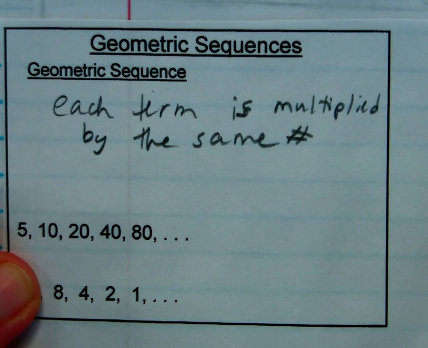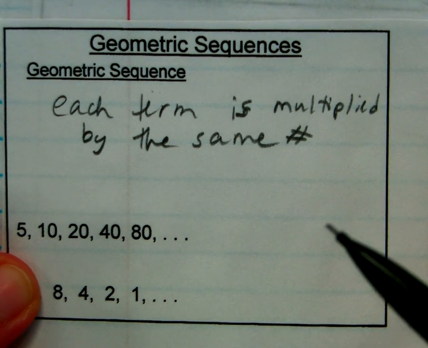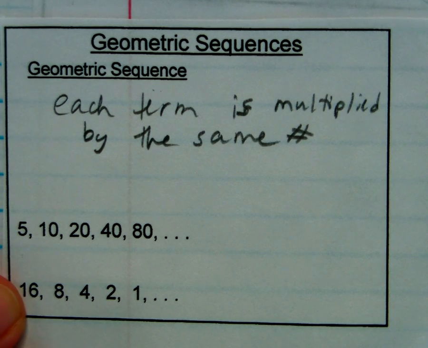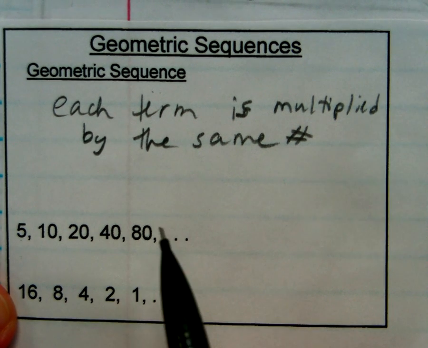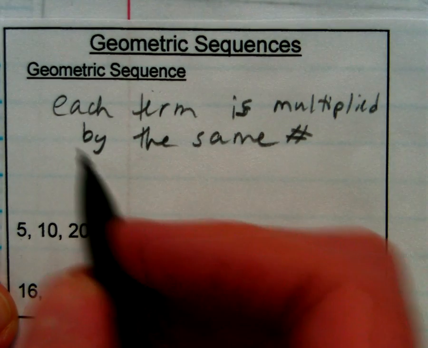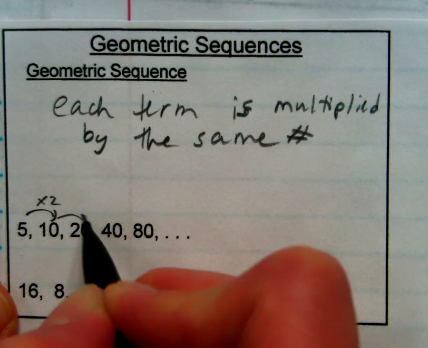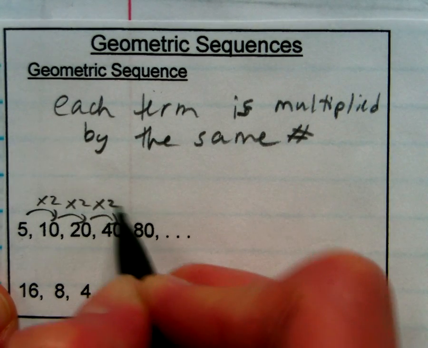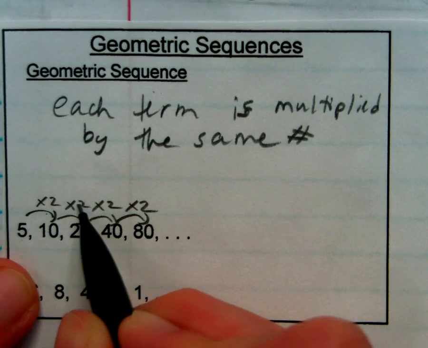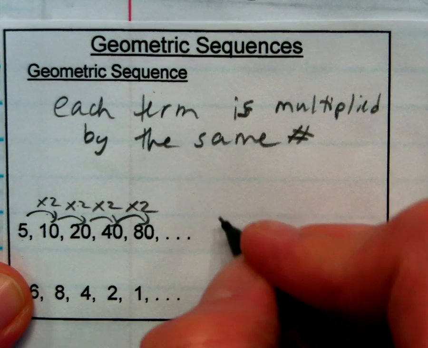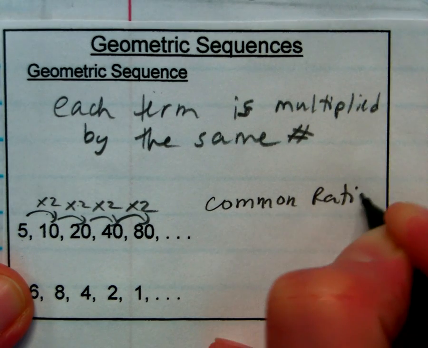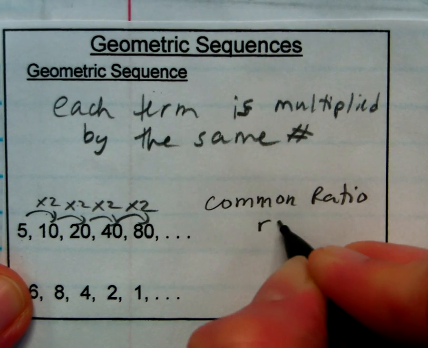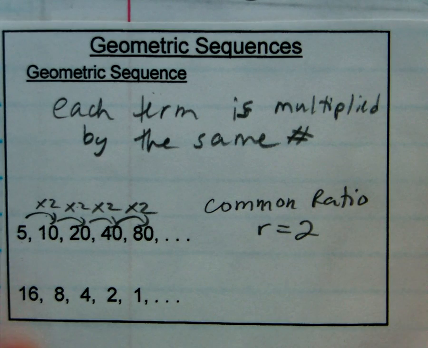So what I mean by that is the pattern is to multiply by the same number over and over to get the next term. On our examples, if you look at the first one, it goes 5, 10, 20, 40, 80. What are they multiplying by? 2. Good job. So they're taking it times 2, times 2, times 2, times 2. And that number that you're multiplying by has to be a constant. It is called the common ratio, and for short we're going to use R. So we would say for this one that R equals 2.